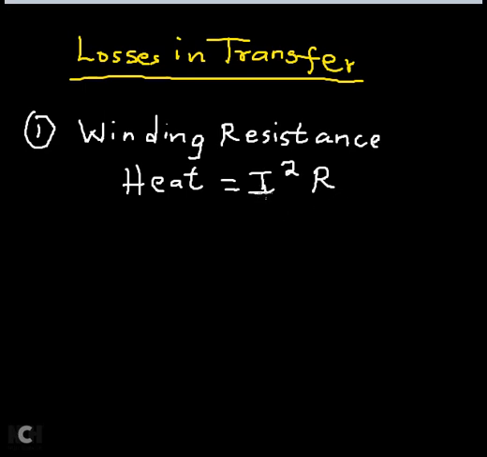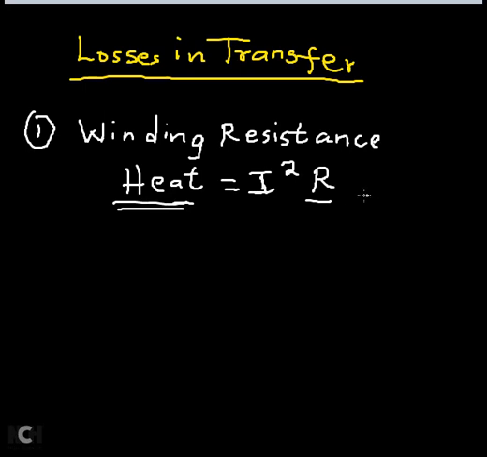I squared R, where I is the current and R is the resistance. This simply means that if I have a transformer that is supplied with a very high current, and the winding of that transformer has a high resistance, then definitely heat will be produced. That transformer will produce too much heat, which will reduce its efficiency.